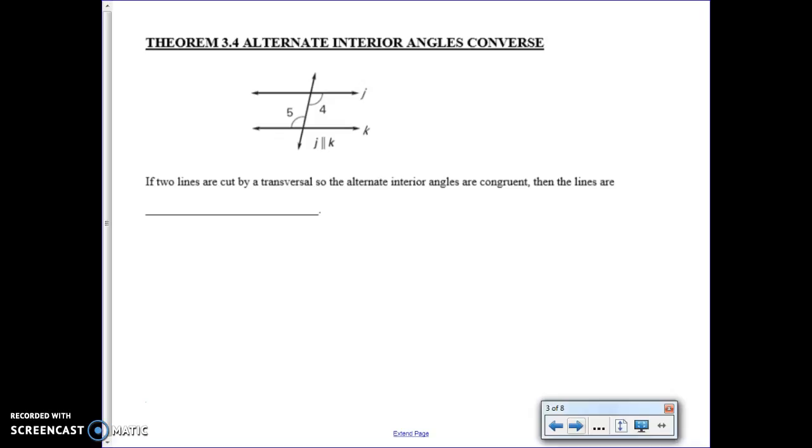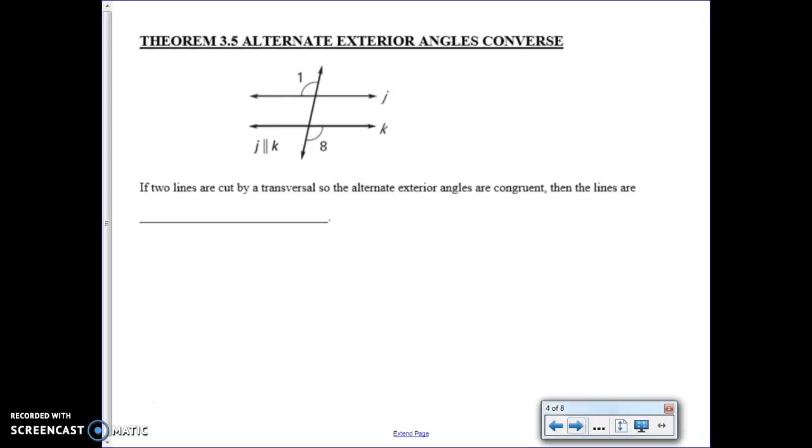Alternate interior angles converse says the same thing. If we have two lines cut by a transversal so the alternate interior angles are congruent, then we know the two lines are parallel. Again, alternate exterior angles, same thing. If we know that our alternate exterior angles are congruent to each other, then we know the lines are parallel.